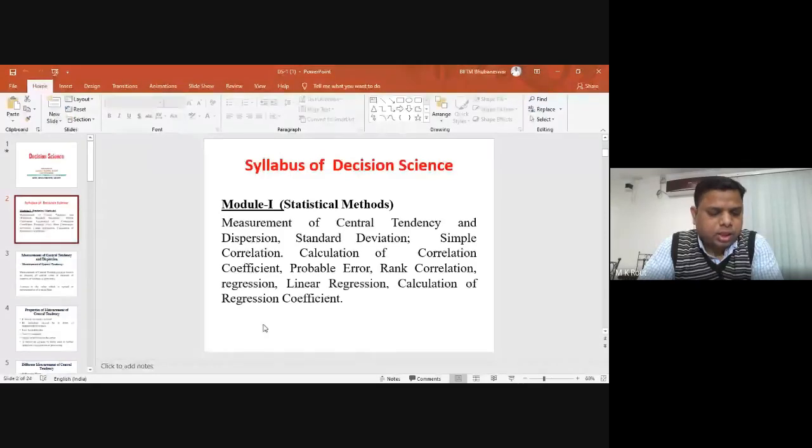The first content of your decision science, that is measurement of your central tendency.